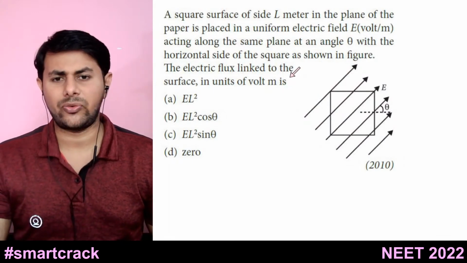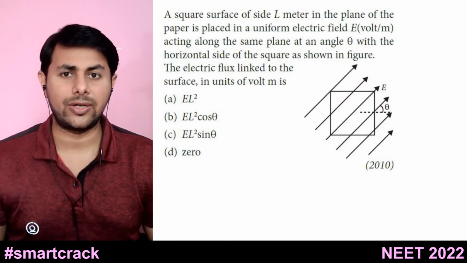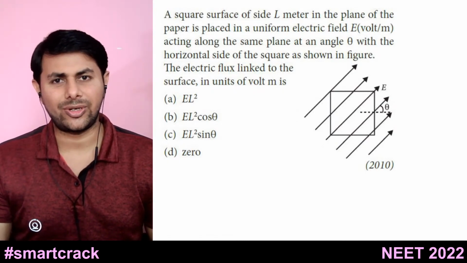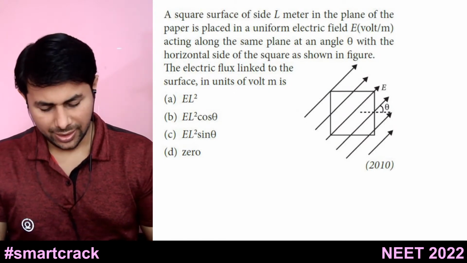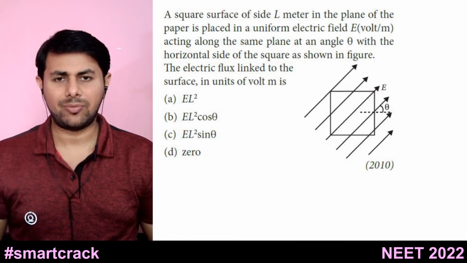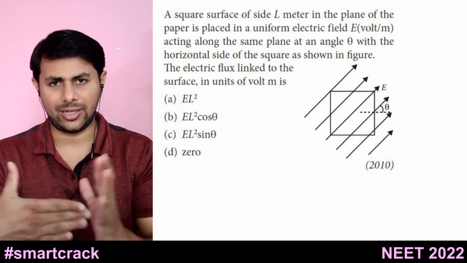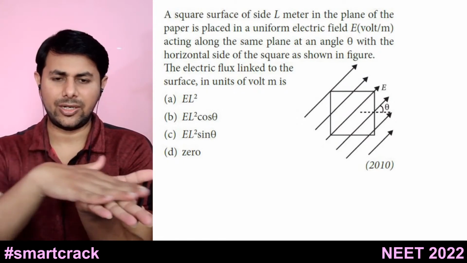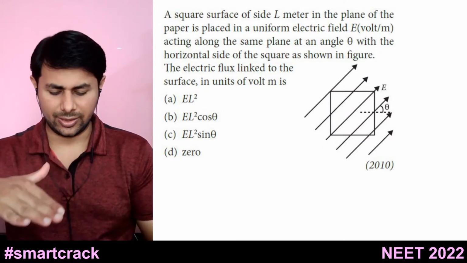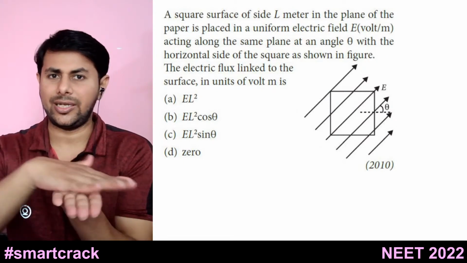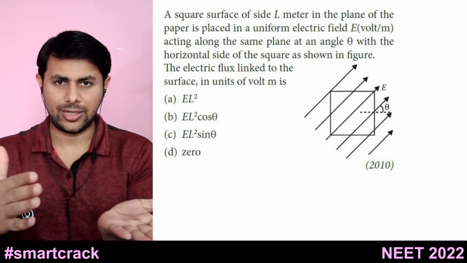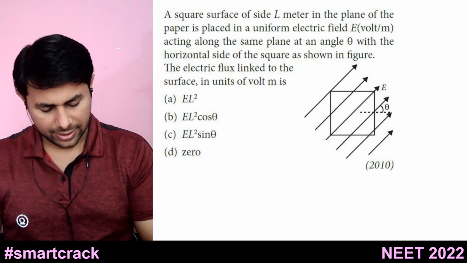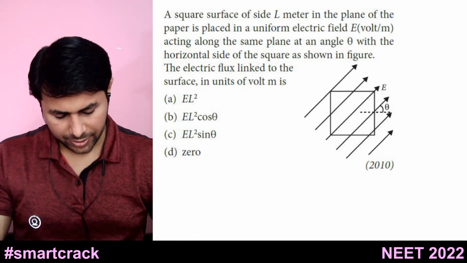This is a very straightforward question, and these kinds of questions were asked many times. So what will be the flux over here? The flux will be equal to 0. Because what is flux? It is the number of electric field lines passing normally through the area. Here the area is like this, and the electric field lines are passing like this. They are parallel to the area. None of the electric field lines are passing through the area, and that's why the flux is 0.